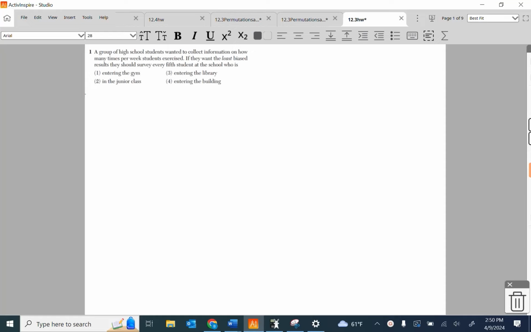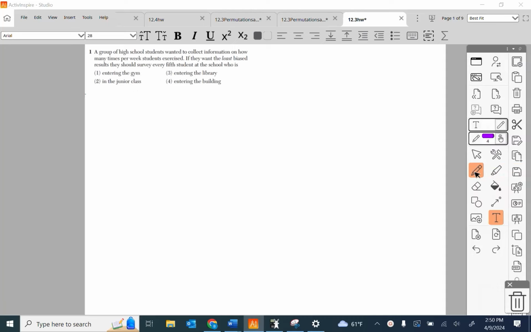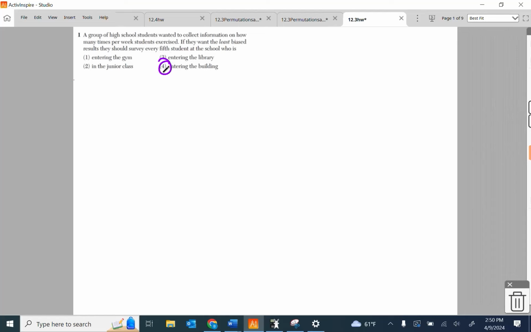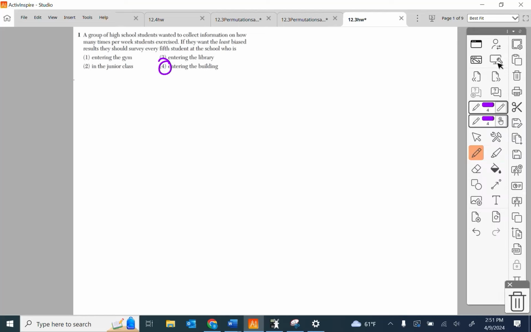What should they do? Well, if you want least bias, the easiest way to be least biased is to probably interview everybody. If you only ask kids that are entering the gym, there's a good chance they're exercising. In the junior class, you're forgetting about the freshmen and the sophomores, seniors. Entering the library, these nerds are not exercising, okay? You want to ask everybody who goes to the building. Plain and simple.